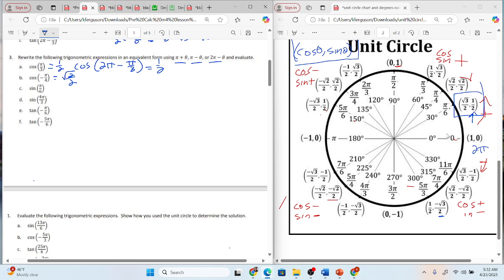So I'm going to go pi plus 45 degrees. That puts me right here, and that gives me a negative. So nope. So let's say pi minus 45. Does that give me a positive cosine? Nope. So then it's got to be 2 pi minus 45 degrees. Yep. So it's going to be cosine of 2 pi minus pi over 4, and that equals the square root of 2 over 2.